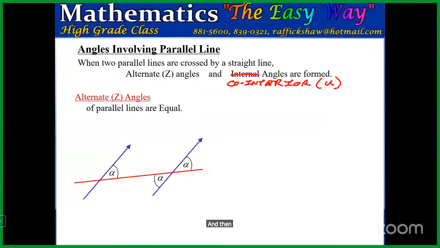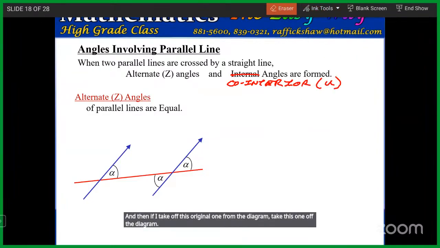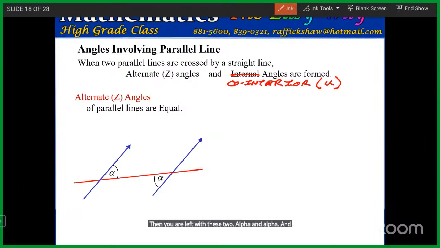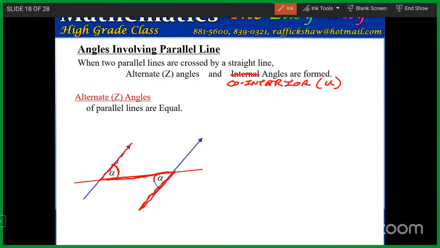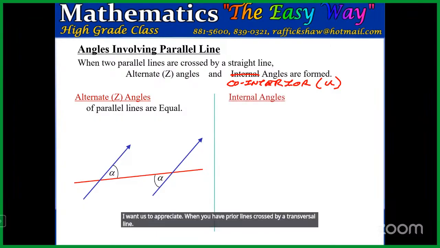And then if I take this original one off the diagram, then you are left with these two, alpha and alpha. And those now are what we call alternate angles. See, they seem to be like angles in the C. And they are equal. And that's the first property I want us to appreciate when you have parallel lines crossed by a transversal line. Those two angles are equal.